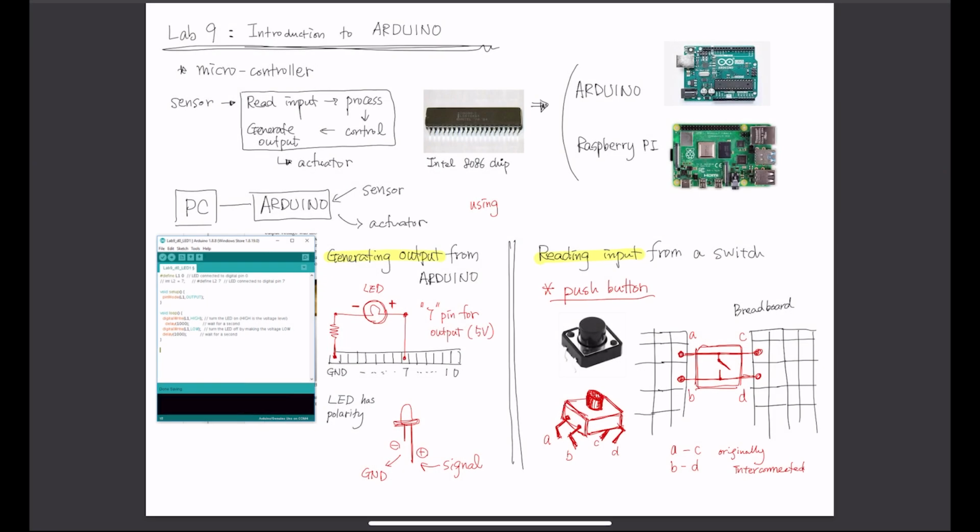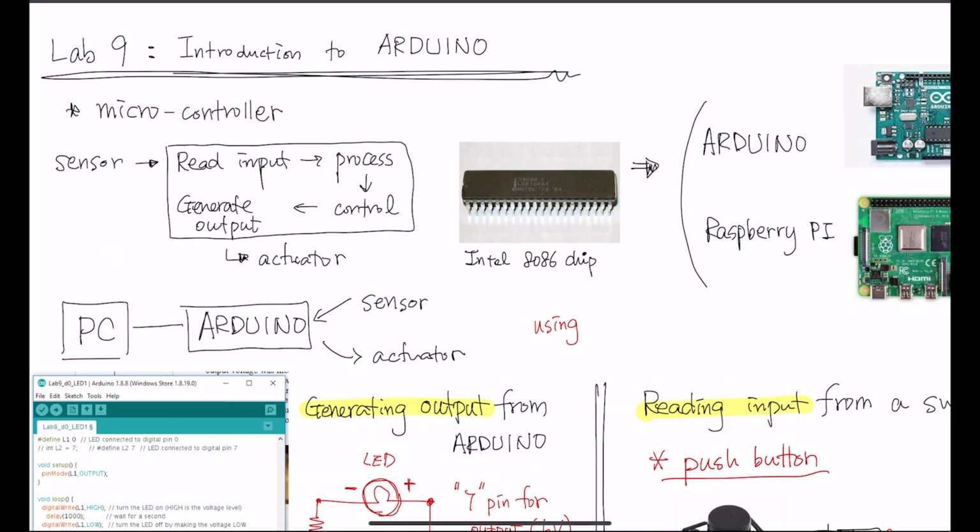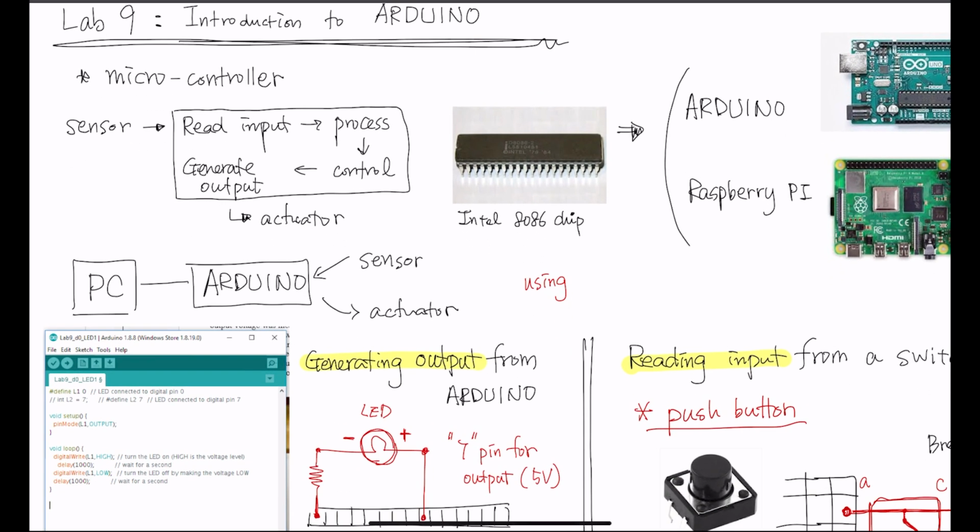Hey everyone, in this video we are going to talk about the Arduino. Arduino is one of the microcontrollers that we use to sense something and also actuate something. Microcontrollers are basically the brain of your mechatronics device. It reads readings from a sensor, processes that, and creates some control, and then it generates the output that follows your control, and that goes out to your actuator.